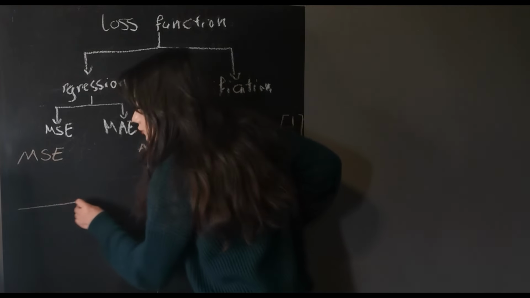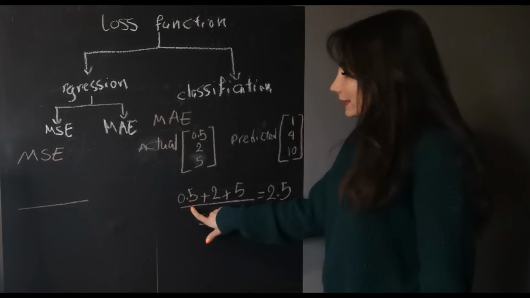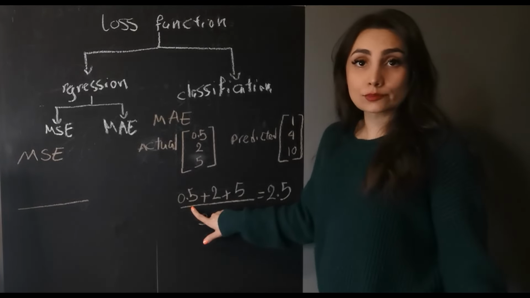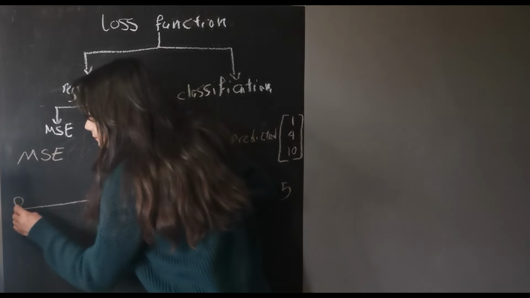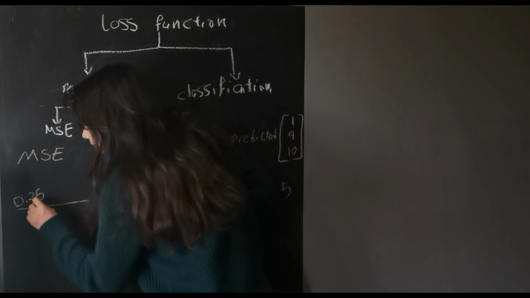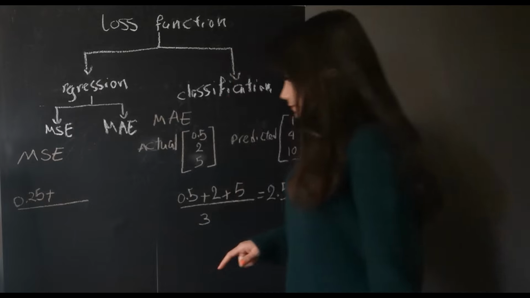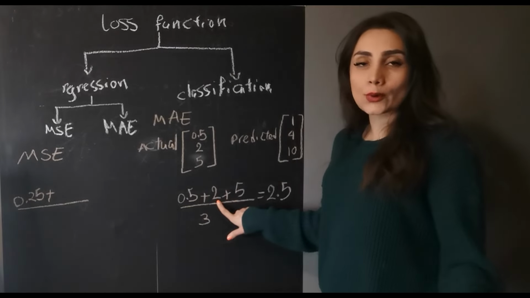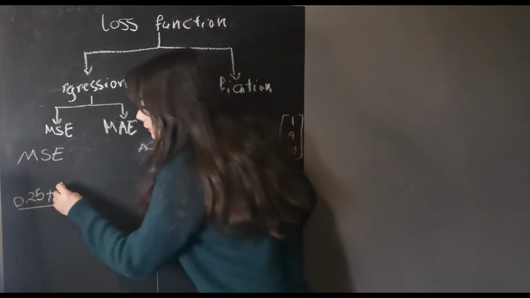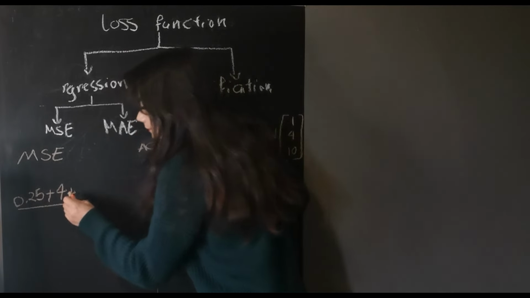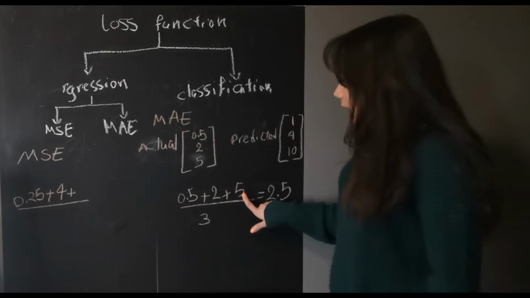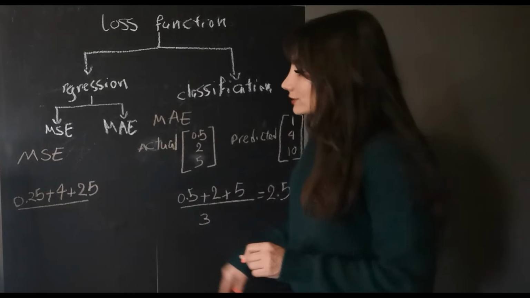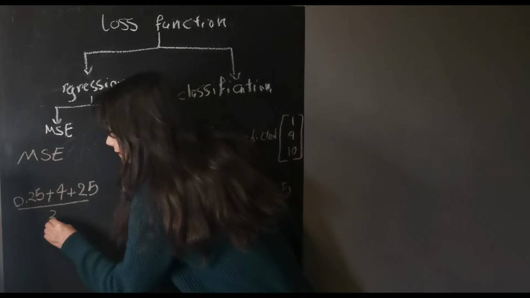Now, if I square 0.5, it is going to be 0.25. So it actually got smaller. 0.25. And then when we have 2, we square it, we're going to get 4. And then when we have 5, we square it, we're going to get 25. Again, these are all going to be divided by 3.